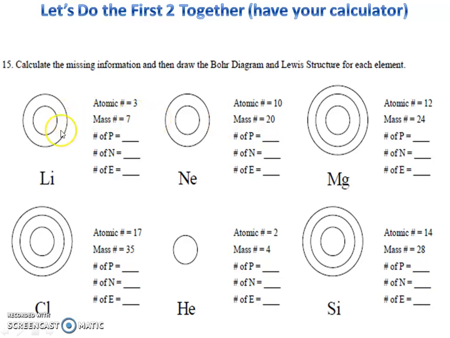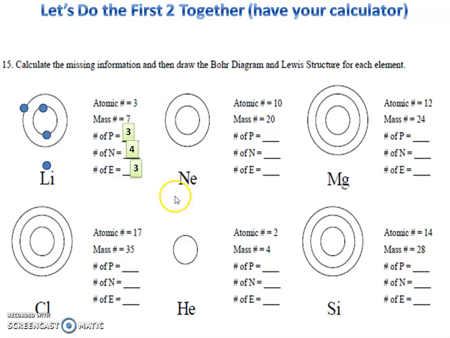So again, we'll do the first 2 together, okay, and then you can pause and do the rest. So for lithium, again, it gives us your mass and atomic number, so protons, neutrons, electrons. Now let's focus on these electrons. There's 3. So 2 go in the first. Again, refer back to number 12 if you need to. And so 3 minus 2 gives us 1 left over for the outside. So now for our Lewis dot structure, we're going to put 1 electron on lithium. Again, it really doesn't matter where.